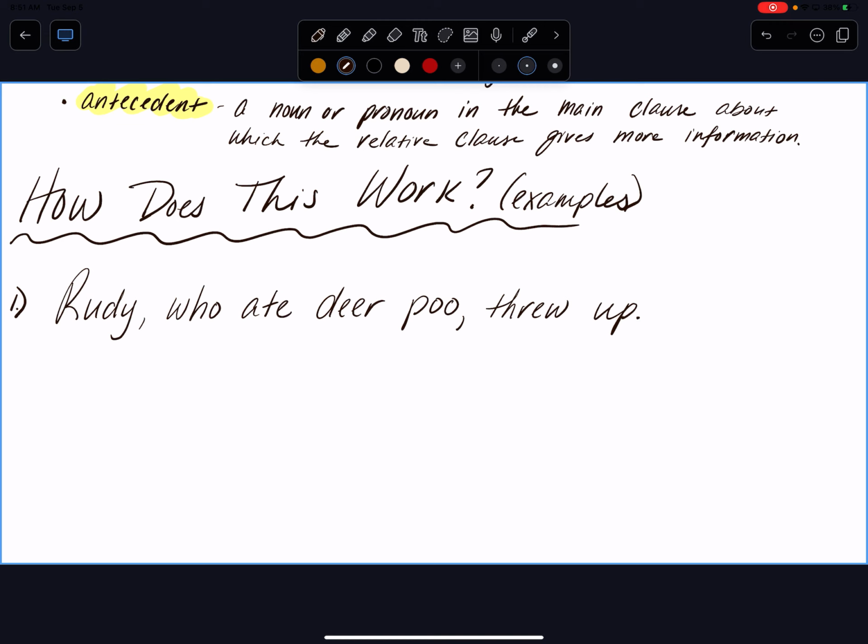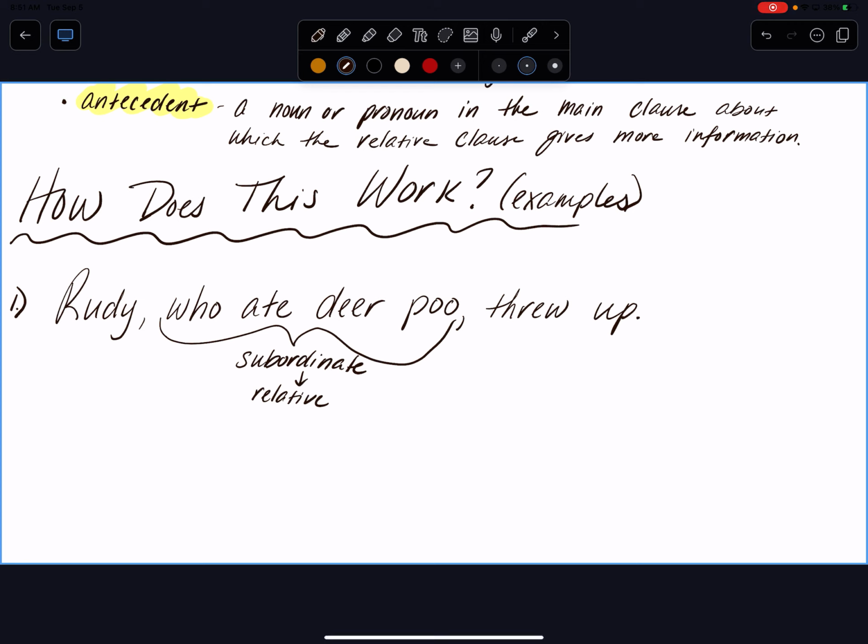Now, let's think about what's going on here. Could I just say, who ate deer poo? No. So what kind of clause is this? This is a subordinate clause. And then more specifically, it's a relative clause.